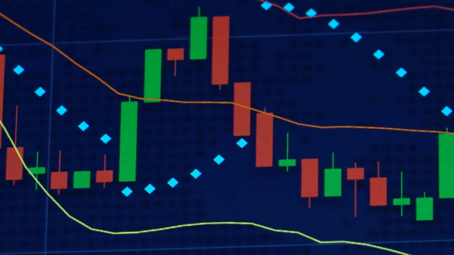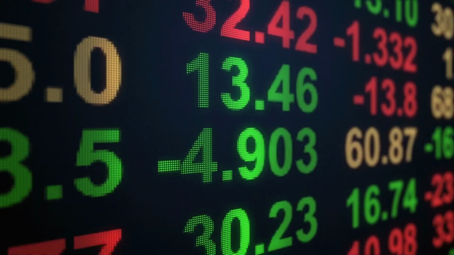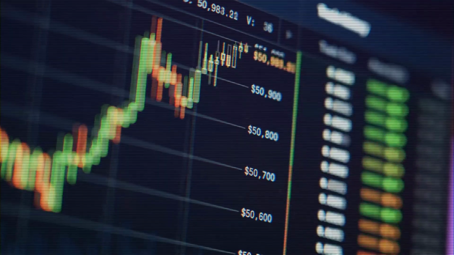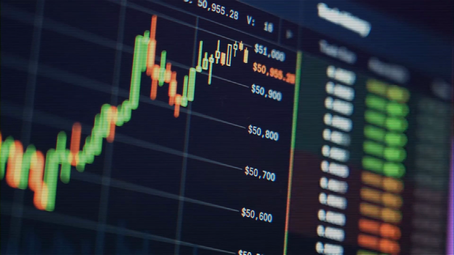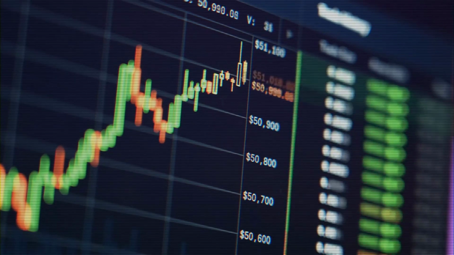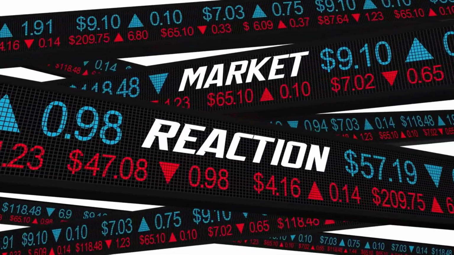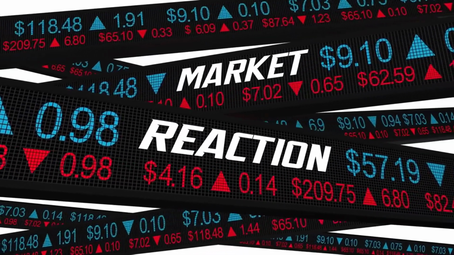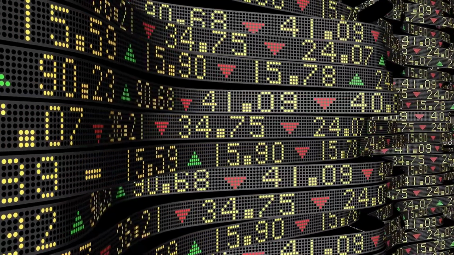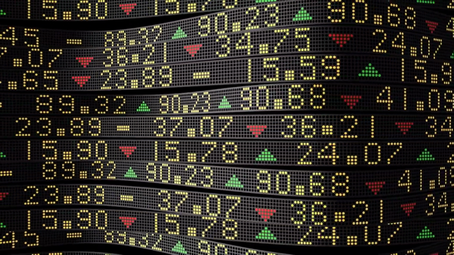Zilliqa, ZIL, price prediction 2022. According to the Zilliqa forecast price and technical analysis, in 2022 the ZIL price is expected to cross an average price level of $0.054. The expected minimum price value of Zilliqa by the end of the current year should be $0.053. Moreover, ZIL can reach a maximum price level of $0.064.